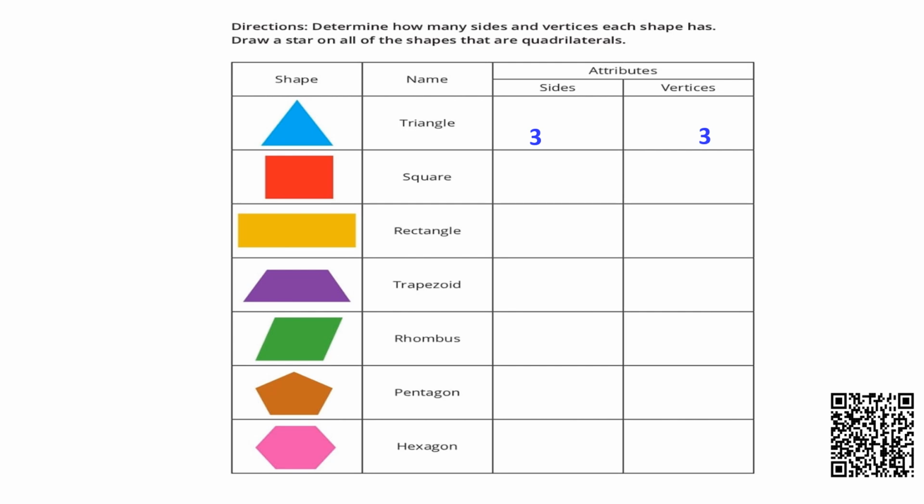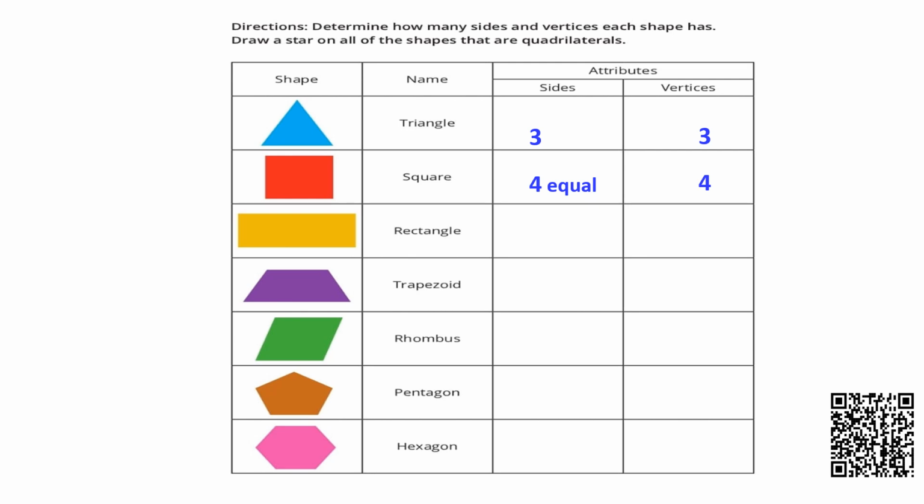How many sides do you have, square? 4 equal sides. How many vertices do you have? 4 vertices. Rectangle, rectangle, rectangle.